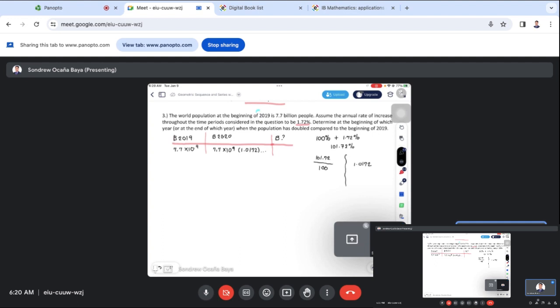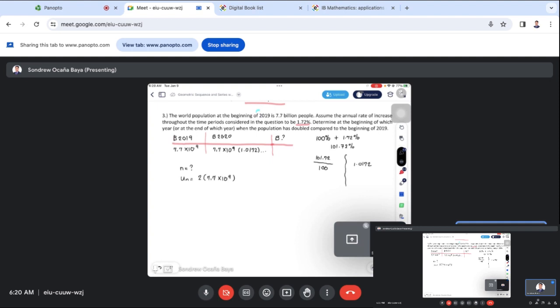Okay, so in this case, again here the year serves as the position of the data or of the term in the sequence. That means we are actually looking for the position, which term in the sequence, in other words. And then we're given here that the population has doubled. That means we wanted to know which year when your population, which is your u sub n, is doubled. So you don't have to really compute it. You can just write it as 2 times 7.7 times 10 power of 9.